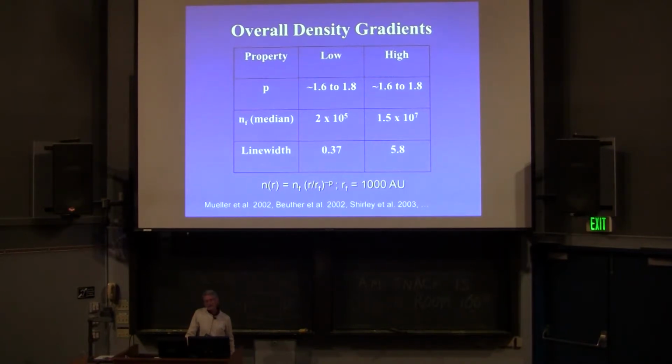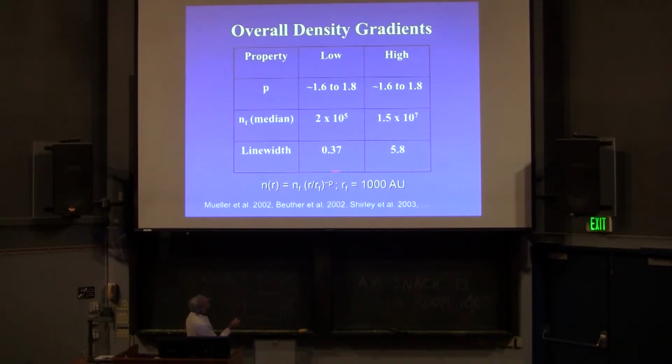It looks like, and this is based on very limited resolution, that they also have density gradients. This is really comparing the cores in nearby clouds to the clumps in the high-mass star forming regions. So when I put low here, those are cores in nearby clouds, and high is really the clumps in these distant massive regions.